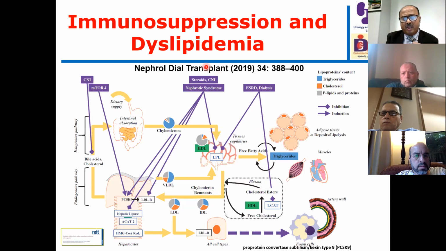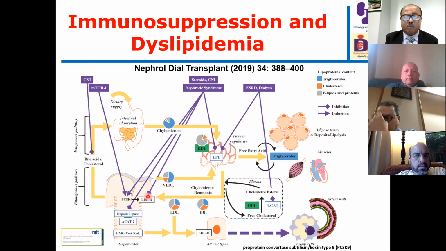Regarding steroid and the calcineurin inhibitors, they may be associated with insulin resistance. And the insulin resistance inhibits hepatic lipase and inhibits lipoprotein lipase, and inhibits LDL receptor. So steroid and calcineurin inhibitors are associated with inhibition of LDL receptor. We need LDL receptor to get rid of LDL.